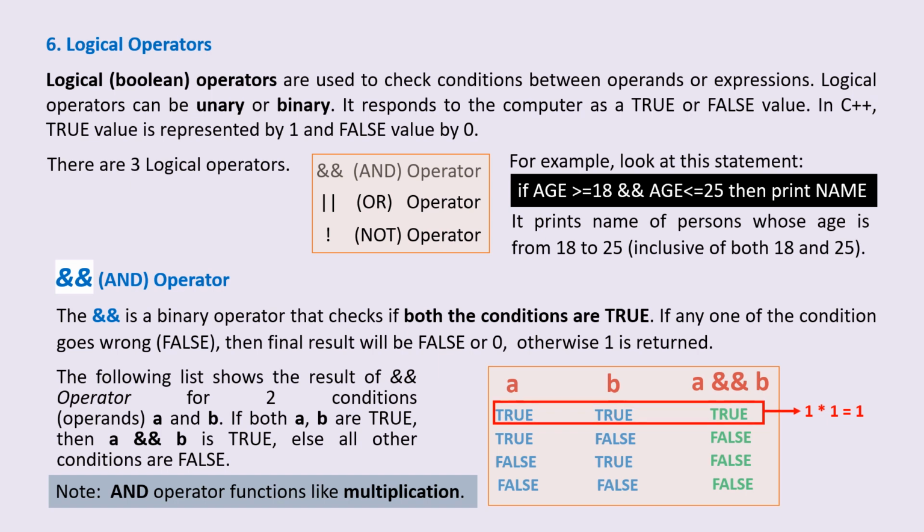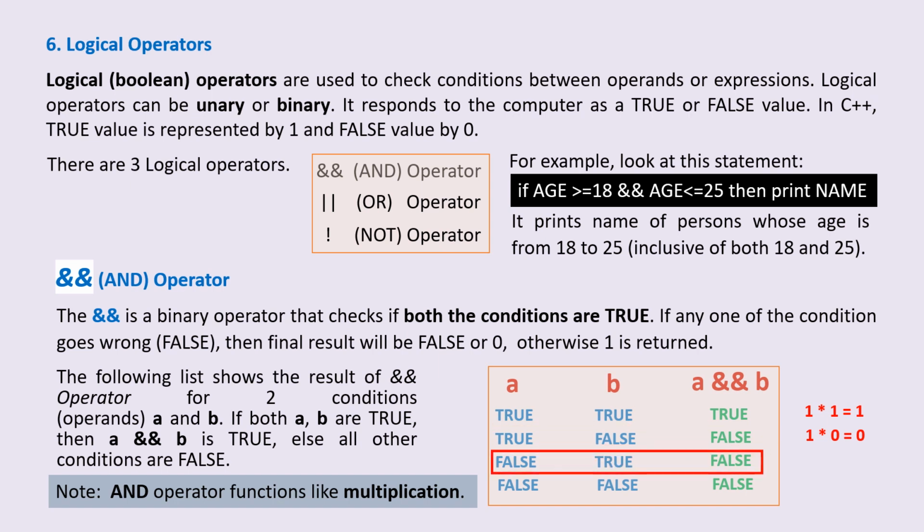Similarly, when A is true or 1, and B is false or 0, A and B is 1 multiplied by 0, which is 0 or false. Next, A is false, and B is true. So it's 0 multiplied by 1, which is 0. So the result is false or 0. And finally, when both A and B are false, it's 0 multiplied by 0, which is 0 or once again, false.